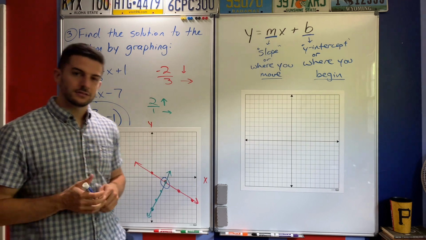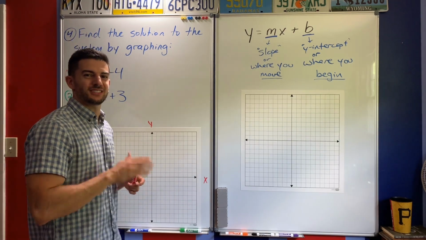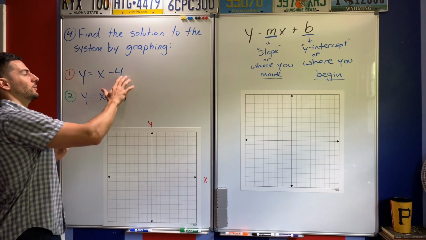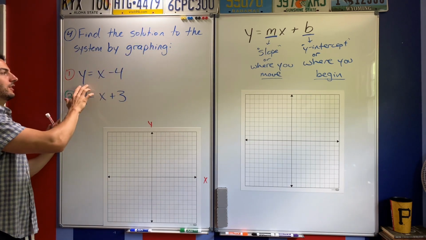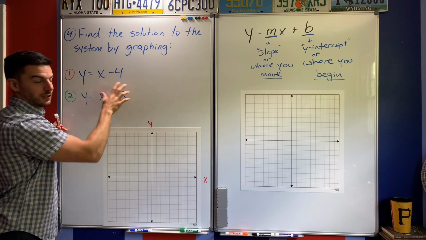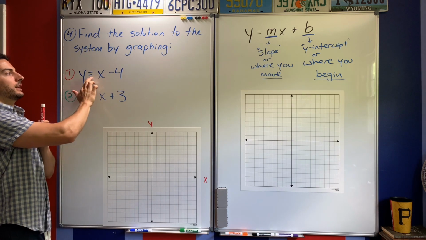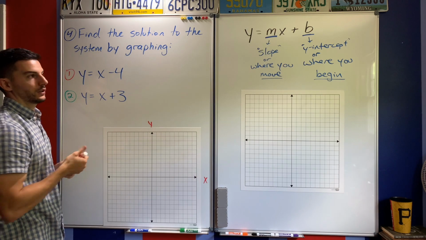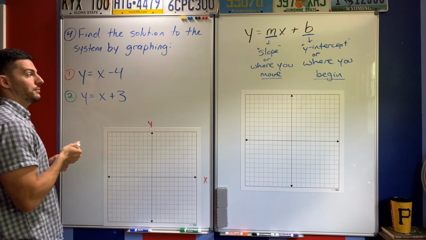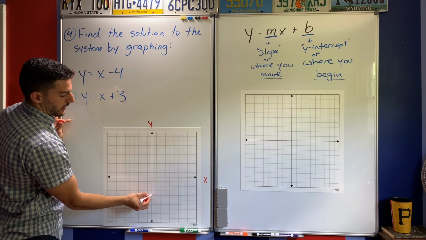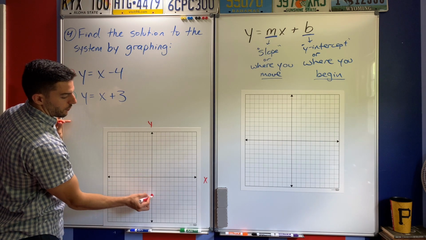There we go. Okay, I've got one final problem for you, and this one's a little bit special. That's why I wanted to do it last here. So we look at these same directions, but it says y equals x minus 4 and y equals x plus 3. So if I graph these puppies, y equals x minus 4, start with my b value, x minus 4. So I begin at negative 4 on the y-axis.